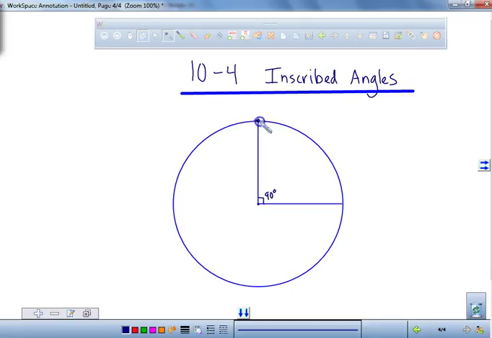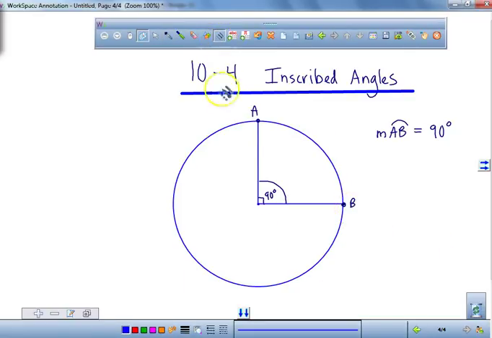I'd like you to put a point right here. Call it A. Put a point right here. Call it B. And we know that the measure of arc AB is going to match the measure of the central angle right here. So whatever the central angle is, we know that arc AB also has to be what? 90 degrees. That's something you should already know. The central angle always matches the measure of the corresponding arc.